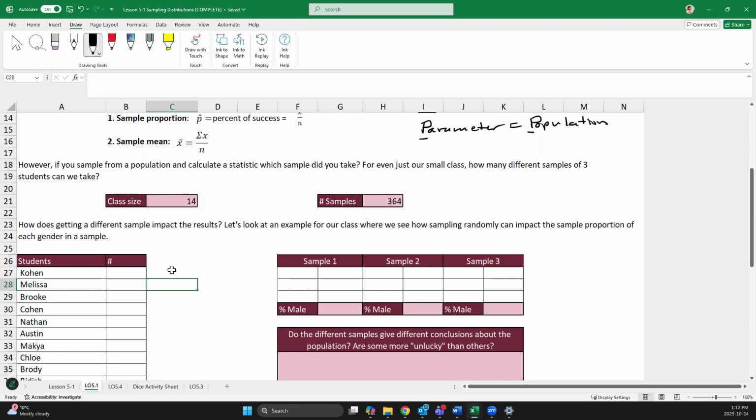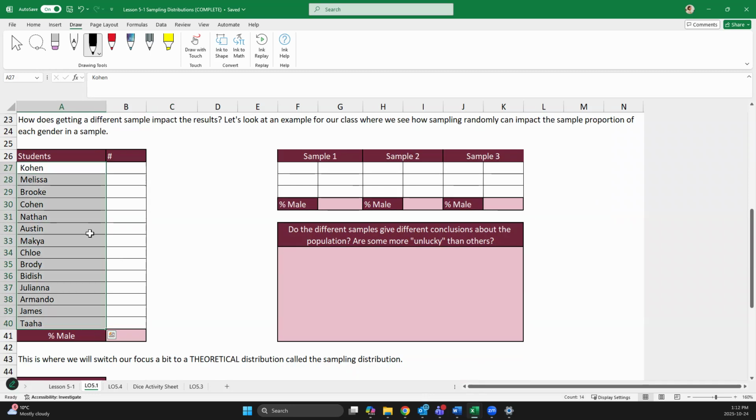If I want to take some random samples in Excel, so Excel tells me randomly which student I should pick, then I need to assign each student a number. Excel cannot randomly sample or randomly pick based on text information. It requires numbers. So if I fill in the first two and then use my fill handle to fill in the rest, each student has a number from 1 to 14.